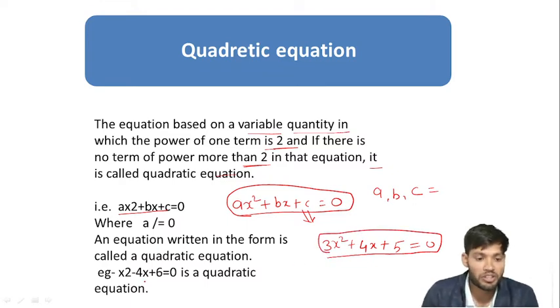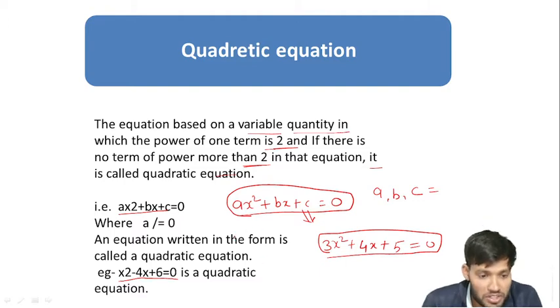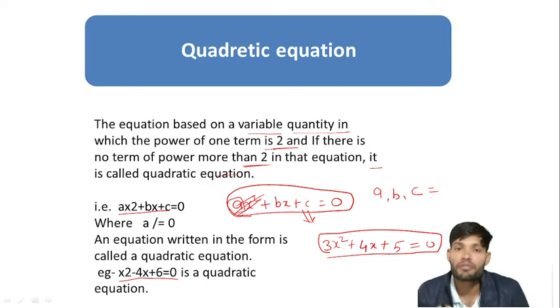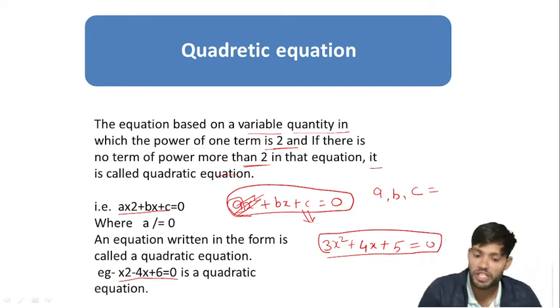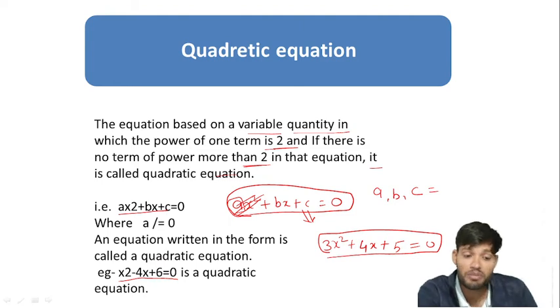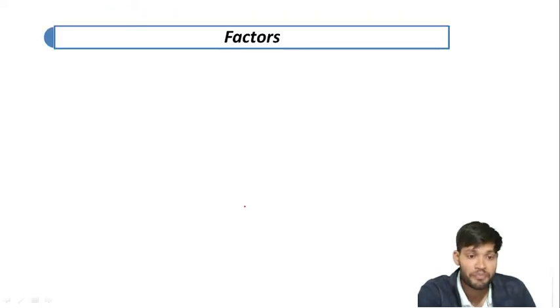Another example of a quadratic equation is x square minus 4x plus something, where a is not equal to 0. This is the most important condition. If a is equal to 0, then the quadratic equation becomes a linear equation. It means the coefficient of x square will be 0, and the equation turns from quadratic to linear. So a should not be equal to 0.